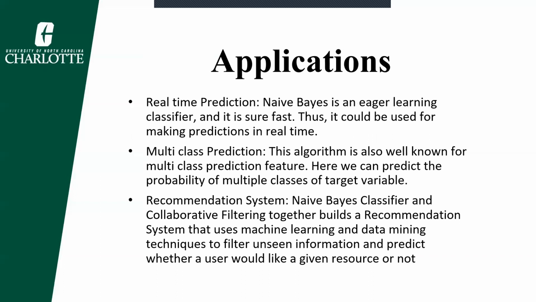The third one is the recommendation system. The naive Bayes classifier and collaborative filtering together build a recommendation system that uses machine learning and data mining techniques to filter unseen information and predict whether a user would like a given resource or not. So this was regarding the introduction to the various classifiers.